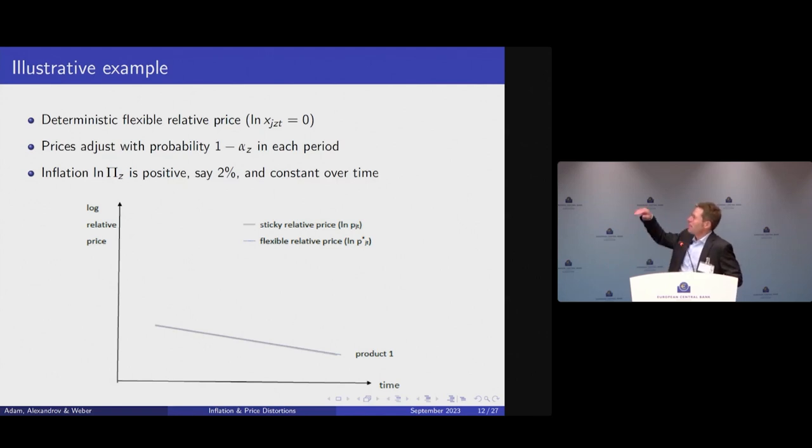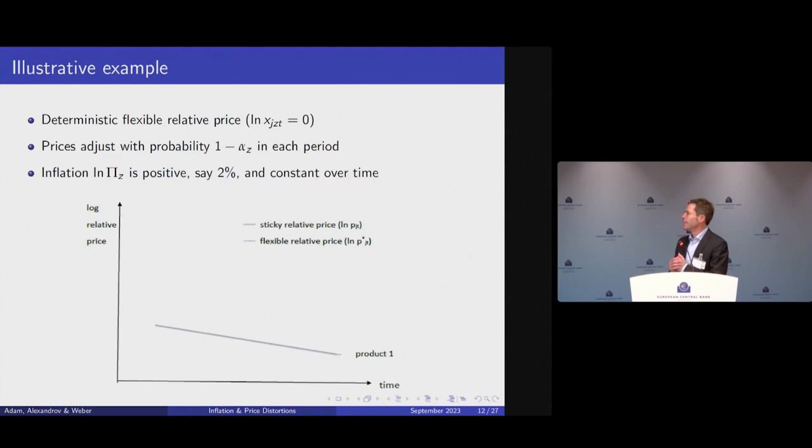Now this example has a deterministic flex price to keep things simple. And of course, that's a special case in which the idiosyncratic shock process is the same for all the products. It has the same price adjustment Calvo probability for all the products in the item. So that's 1 minus alpha. And then it has the item level inflation rate, that's the pi z, being positive, say 2%, to keep it specific. And importantly, it's going to be constant over time.